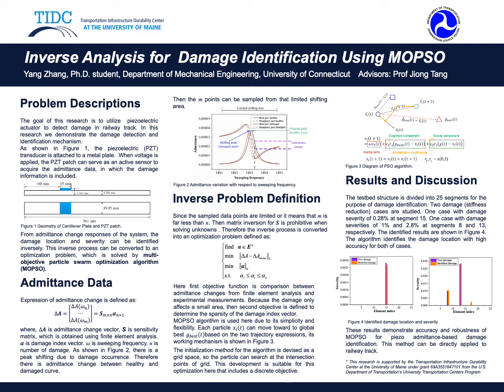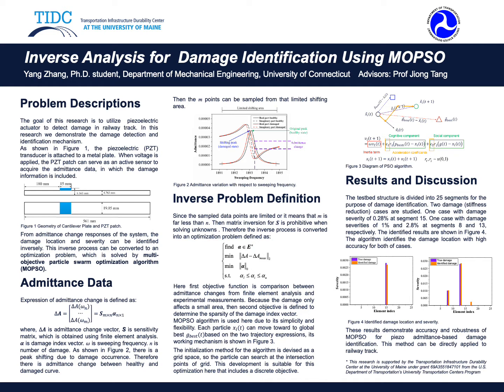As shown in figure 2, if there is damage in the structure, the admittance curve will have a shifting peak around the resonance frequency. By comparing the black curve, which is the healthy state, and the red curve, which is the damaged state, we can get the admittance change. In this limited shifting area, we can get the endpoint, and this endpoint will be used to conduct damage identification.